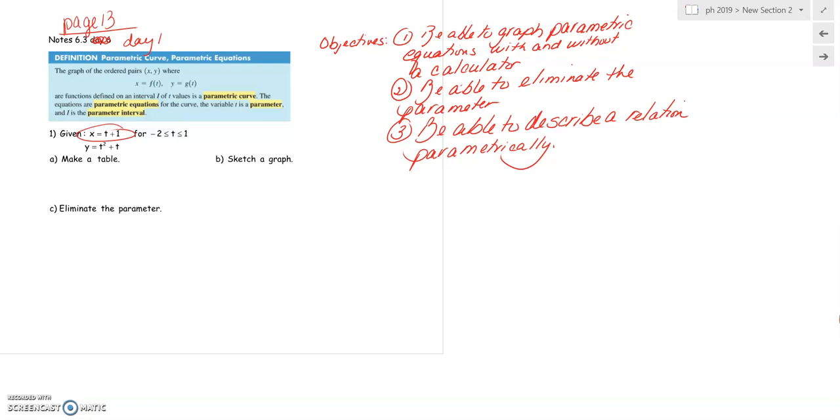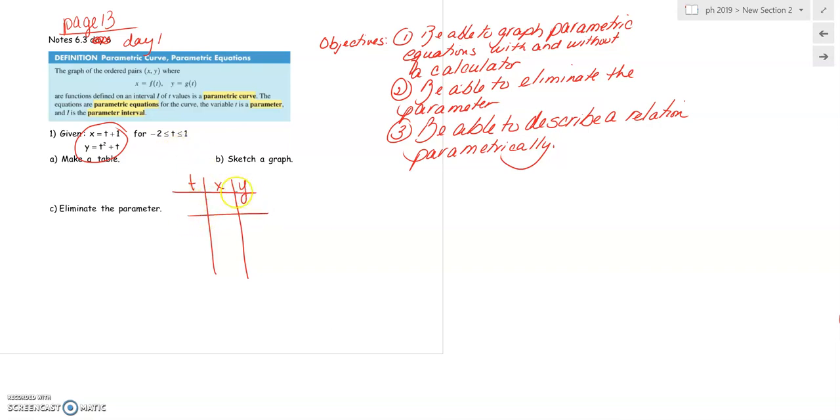Our objectives are to be able to graph parametric equations with and without a calculator, be able to eliminate the parameter, and describe a relation parametrically. So parametric equations, we need two equations to describe one relation, where typically y is in terms of x, but now with a parametric equation, x and y are both in terms of t. So we're going to start by making a table.